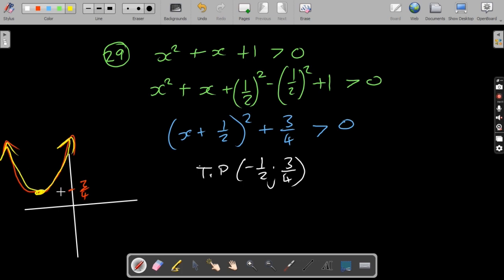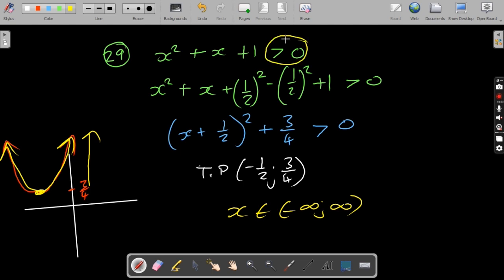All of the y values going up on the graph are positive y values, which means to answer this question, this is how we give it. For all x values from negative infinity to positive infinity, you're going to have y values which are positive, which satisfies that condition. So x is an element of negative infinity to positive infinity, with round brackets to show that we don't include those. And that is how you'd answer this question.